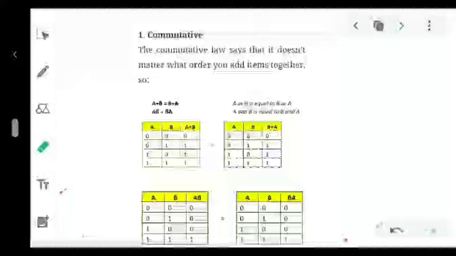Today we will learn about the laws of Boolean algebra. So the first law is the commutative law. In Boolean algebra, addition is commutative. It is given by A plus B is equal to B plus A. It means that in whatever order you add the items together, it does not matter.